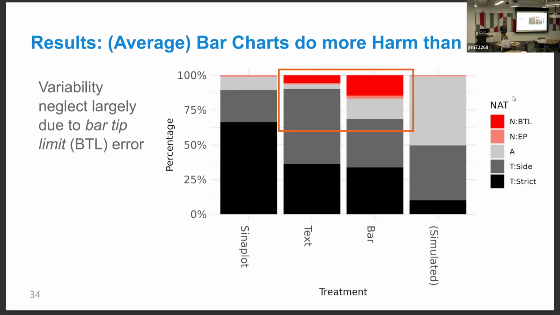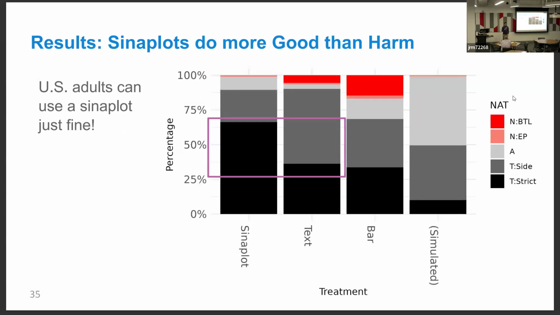So bar charts seem to do more harm than good, but sign plots seem to do more good than harm. This solid black over here is that targeting according to the strict criterion. These are participants who are getting very, very close to the right answer. What we can see is that there are substantially more with the sign plot with text. In some ways, that's obvious. We are truly giving them more information, but it was unclear whether the participant could actually use all of that additional information. So one takeaway I have from this is that it looks like US adults could actually use sign plots just fine. Just showing people all of the data is one effective way to actually communicate, say, statistical information.